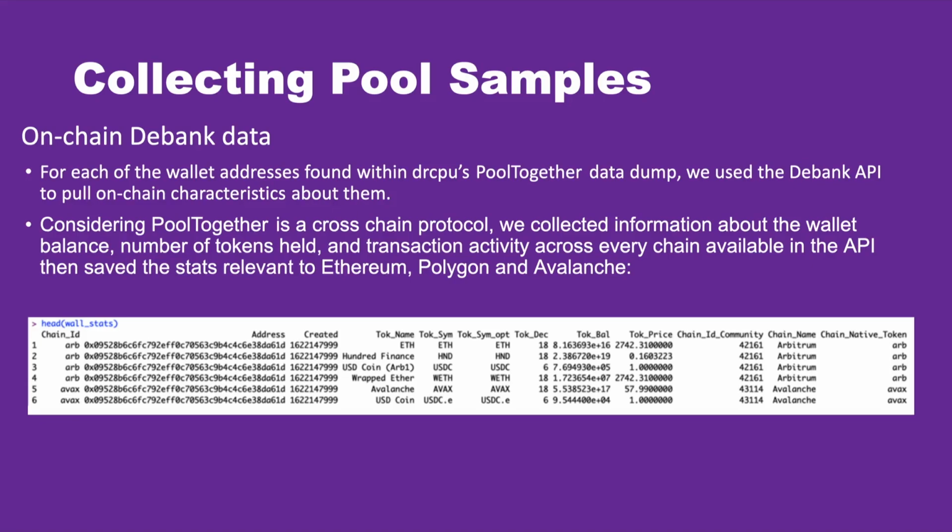So effectively what we're looking at is on-chain DeBank data. For each of the wallet addresses found within the data dump, we used the DeBank API to pull characteristics about them. It's a cross-chain protocol, remember, so we had to collect information about wallet balance, tokens held, and transaction activity, and we had to do this across all the chains available. And then we stored the relevant statistics for each of the chains, including Ethereum, Polygon, and Avalanche. You can see a little screenshot of the data right below once we were done processing that.